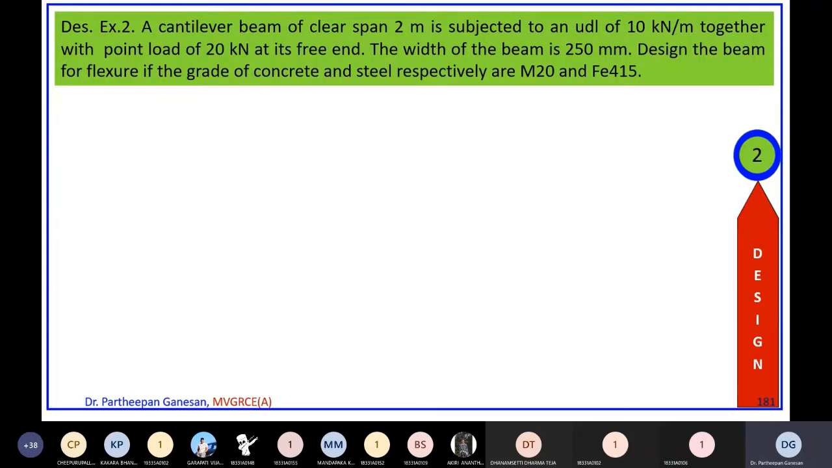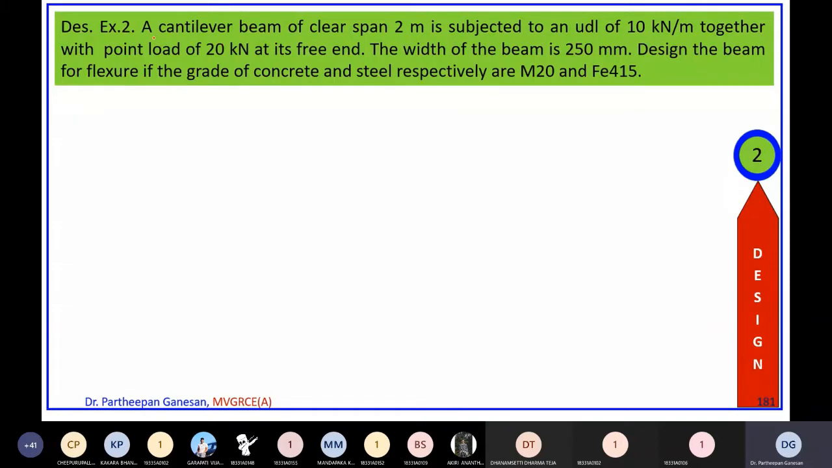The width of the beam is 250 mm. Design the beam for flexure. If the grade of concrete and steel respectively are M20 and Fe415. Is it clear? So as soon as you read the question, you mark the important points here.